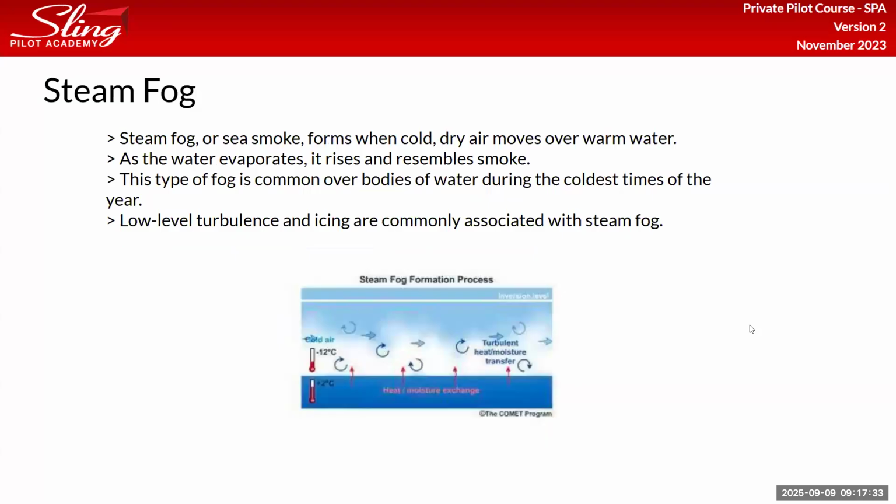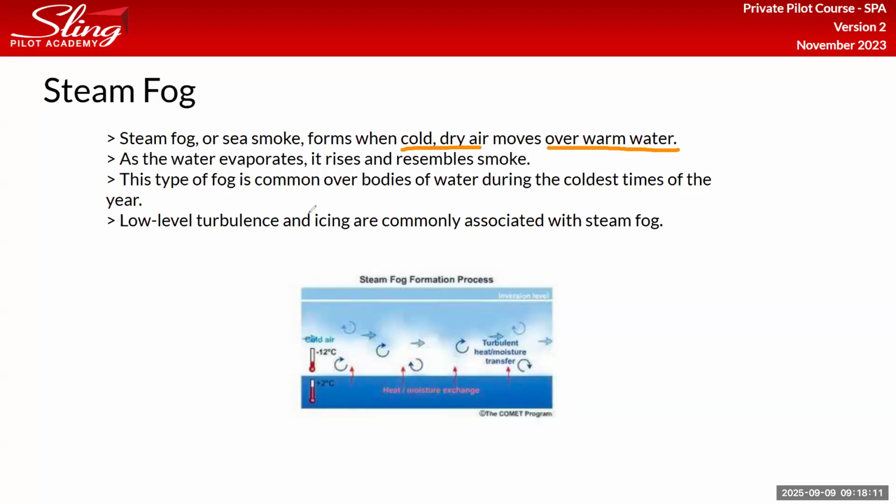Steam fog is a little more rare. It's not one of the main four that you're going to have to talk about, but steam fog, or sea smoke as it can be called, is over warm water. So it's the opposite of advection fog. Cold, dry air moves over warm water, as opposed to advection fog, which is warm, moist air moving over cold land, cold surfaces. Steam fog is when cold, dry air moves over warm water. Cold, dry air over warm water.